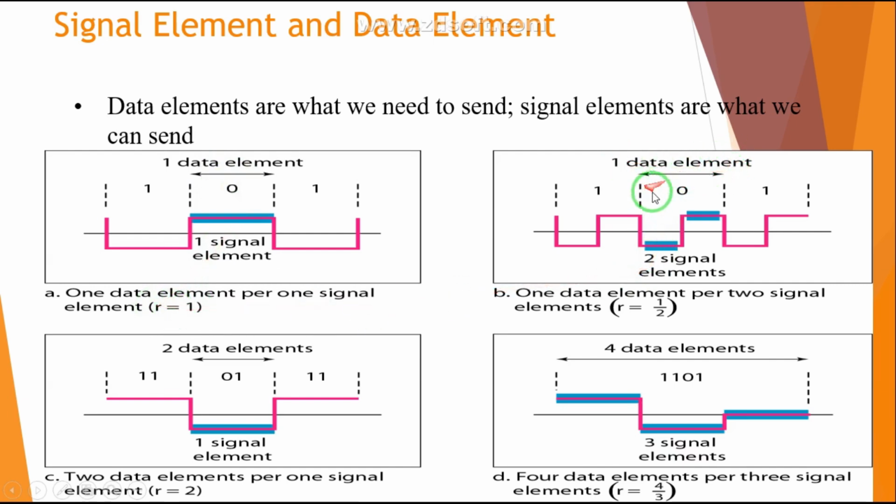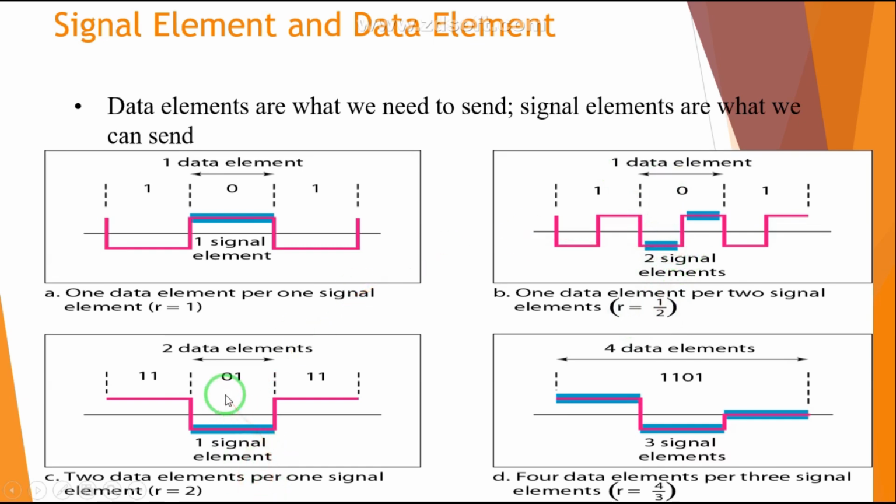Now, if you observe this one, there is one data element, but two signal elements. Two changes are there. These are called signal elements. Logic 0 is represented for half the bit duration by a negative voltage, and then it makes a transition to the positive voltage for the other half of the bit duration. So logic 0, that is 1 bit, is represented by 2 signal elements. So what would be R? R equals 1 by 2. Why 1 by 2? 1 stands for 1 data element and 2 stands for 2 signal elements.